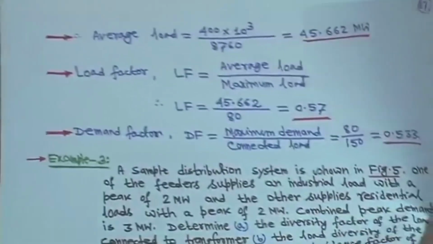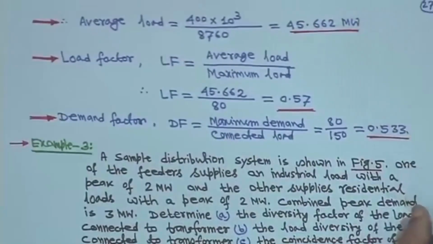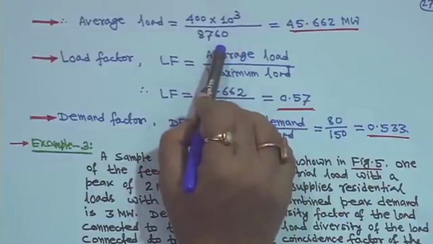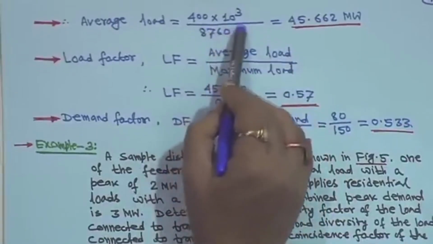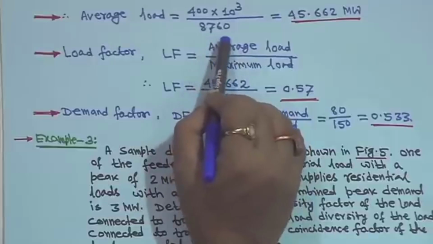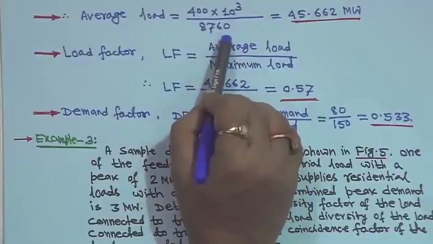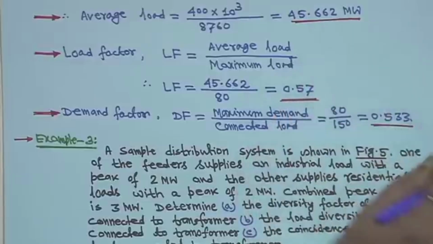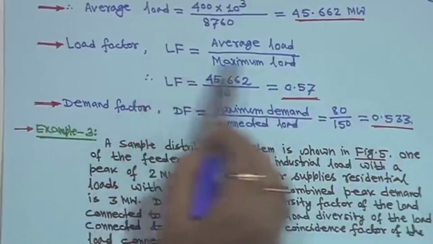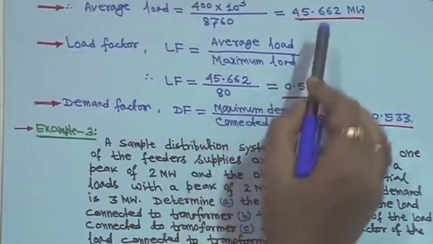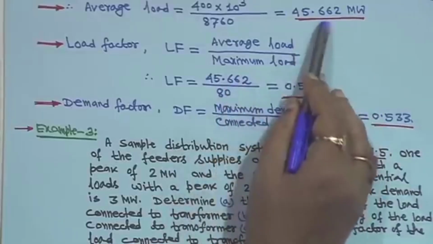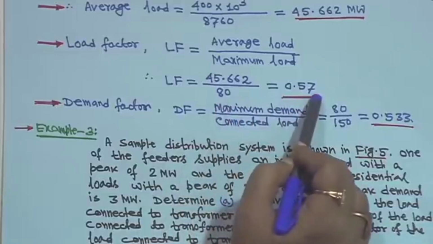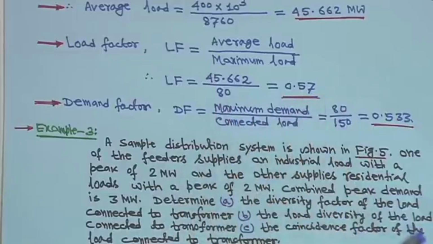Therefore, average load you can find is the annual energy generated divided by the total number of hours. So, it is 400 into 10 to the power 3 divided by T equal to 8760, which is 45.662 megawatt. And load factor LF is equal to average load by maximum load. Average load is 45.662 megawatt and maximum is 80. So, load factor is 0.57.